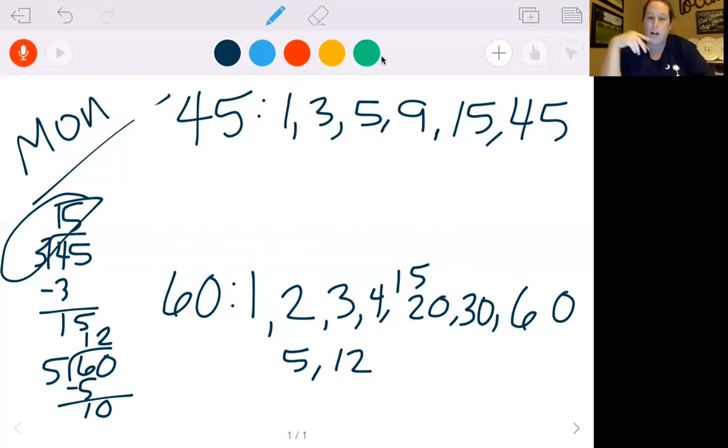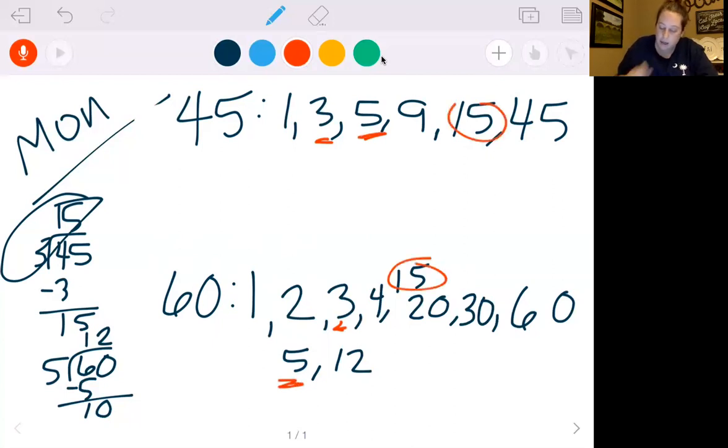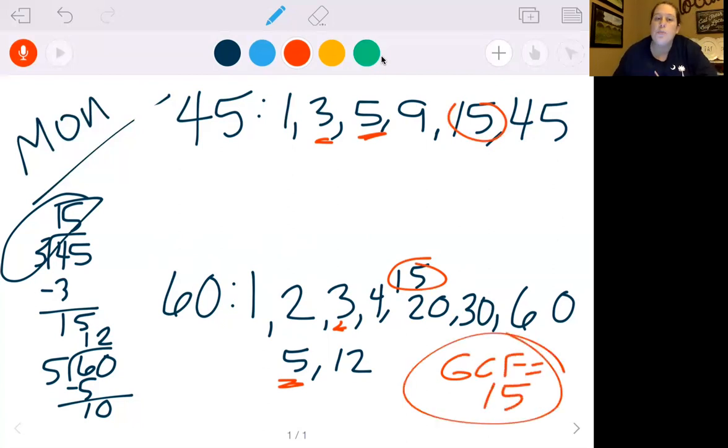So now let's look at all these numbers. They all share a 1, but I think we can go a little bit higher than that. They both share a 3. They both share a 5. 9, they both share a 15. So 15 is going to be our GCF here. That's the highest one we can get to. So this is your GCF.